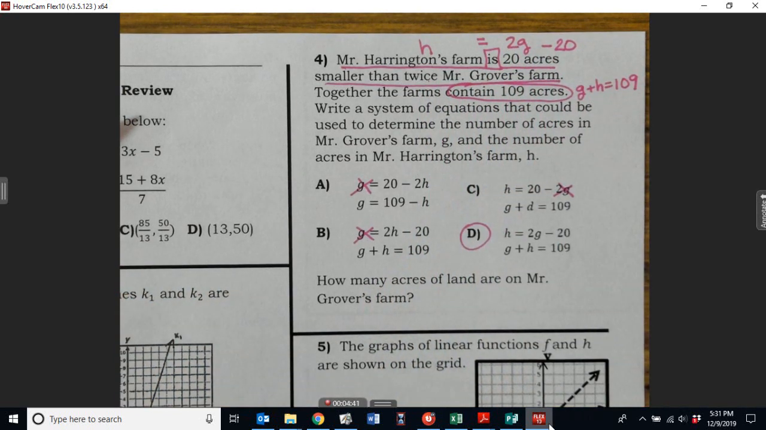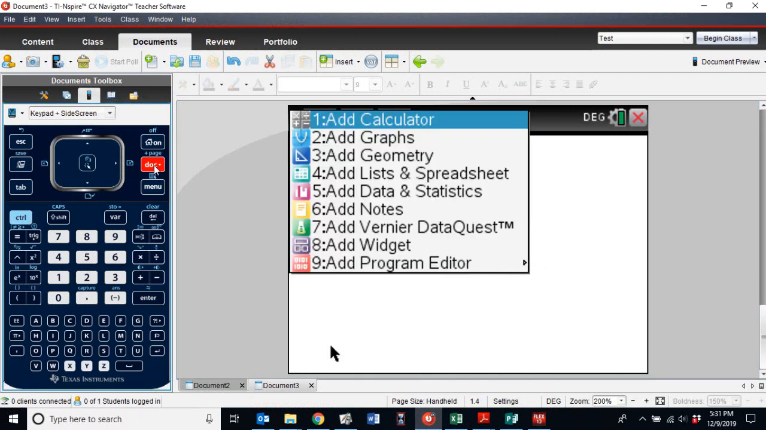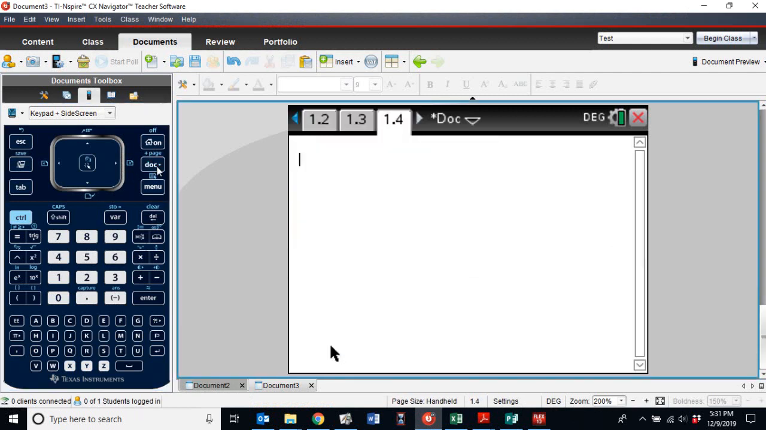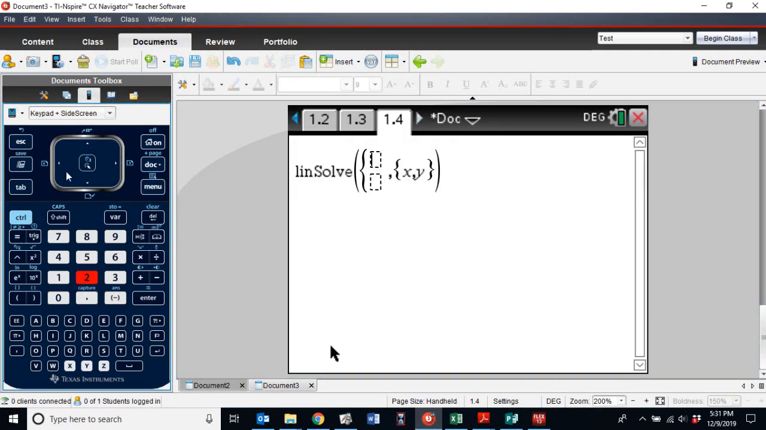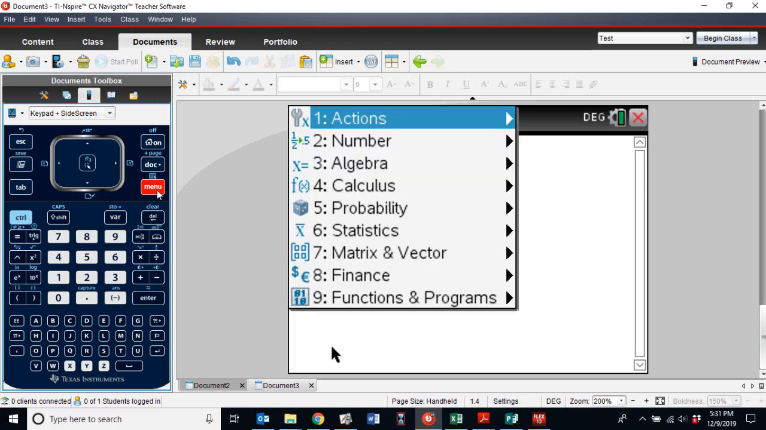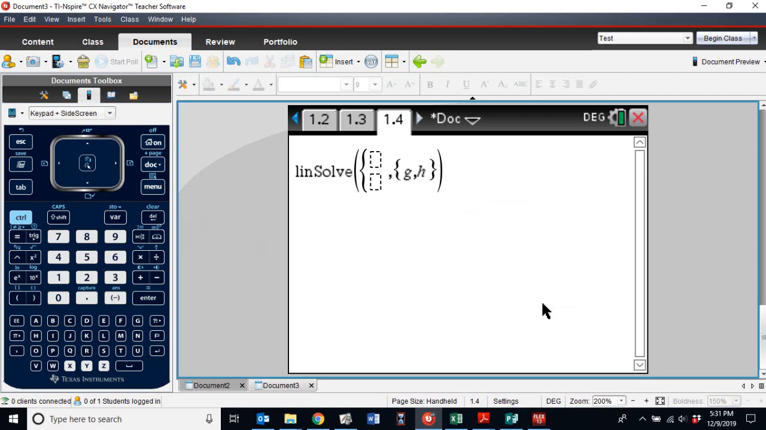So now I have my two equations, and if I go to my calculator page, menu 3, 2, and actually I'm going to undo that. I'm going to press menu 3, 2, but I'm going to change my variables to G and H. And you can do that by putting a comma in the middle. And so now I can type them in the way I see them. H equals 2g minus 20. And then the second equation is g plus h equals 109.